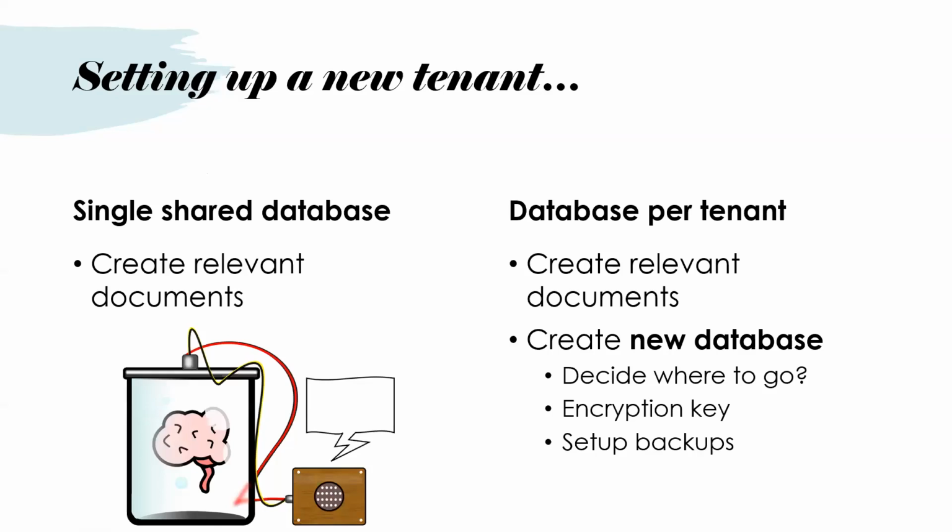How do you set up a new tenant? In a single shared database, you create the relevant documents, and that's pretty much it. You select a new tenant ID, you create a tenant document, and you're done. In the case of a database per tenant, you have to create a new database. You have to decide where it will go. You can let RavenDB decide that for you, obviously, and we do our best to balance things. You can set up an encryption key, you can set the backups. There is some work to be done. But once you've done this work, it's typically smooth sailing from there on.